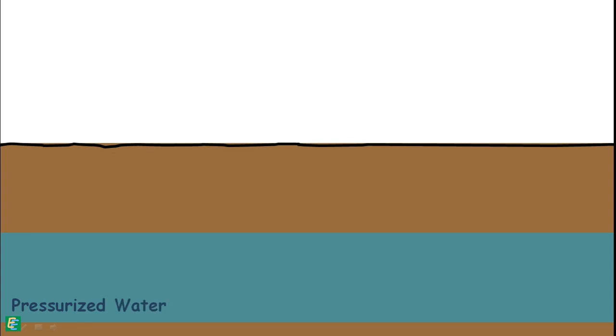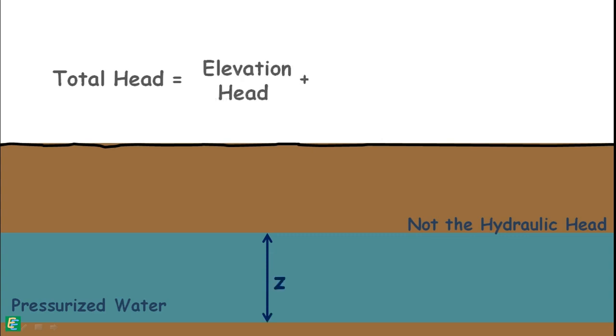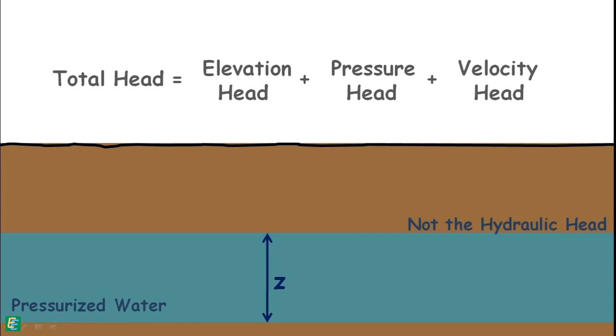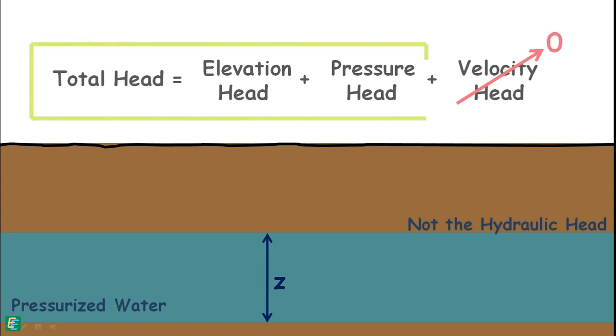In confined aquifers, water remains in a pressurized state. So, the water level of the aquifer is not its hydraulic head. Because we know total head or energy of the water is the height of the water column plus its pressure head plus velocity head. Velocity of water inside the soil being very small, velocity head is neglected, and energy of the water only remains its height and pressure.